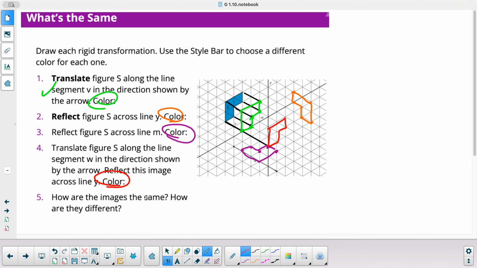And how are they the same? How are they different? Well, I would say that they are turned, slid, or flipped, but all congruent. All congruent, okay?